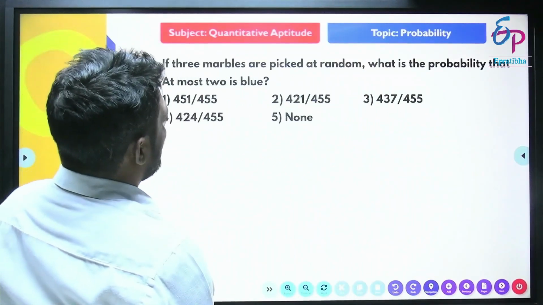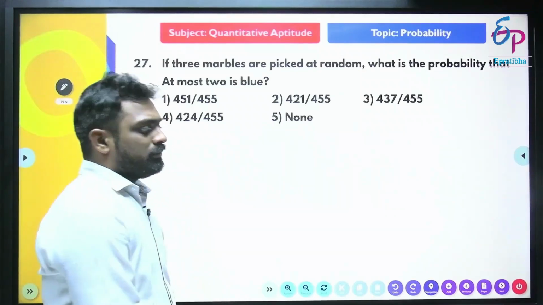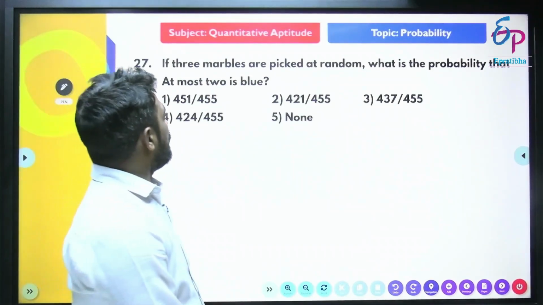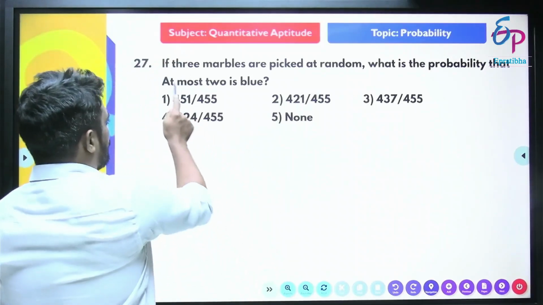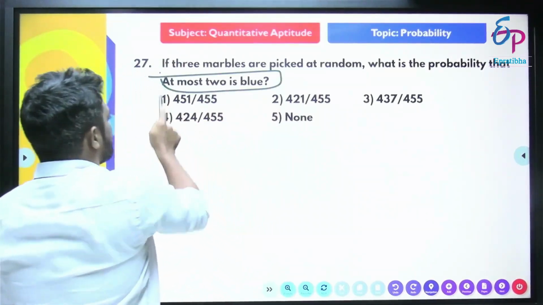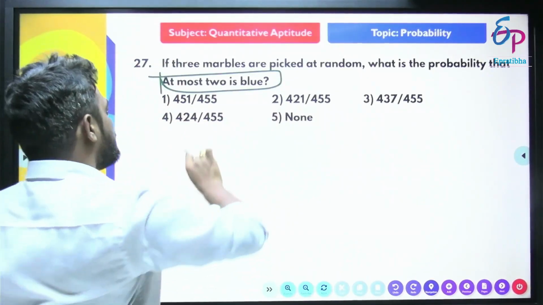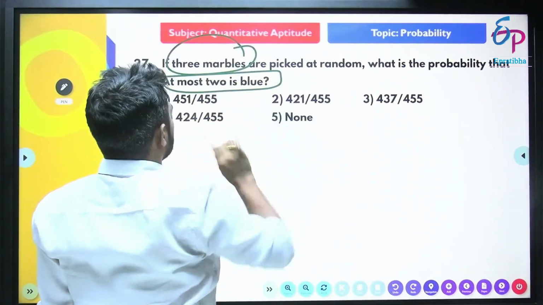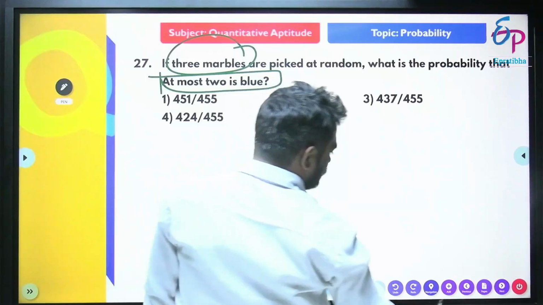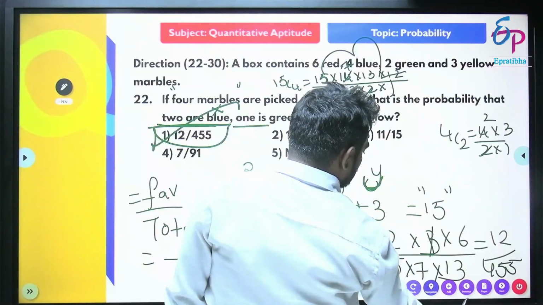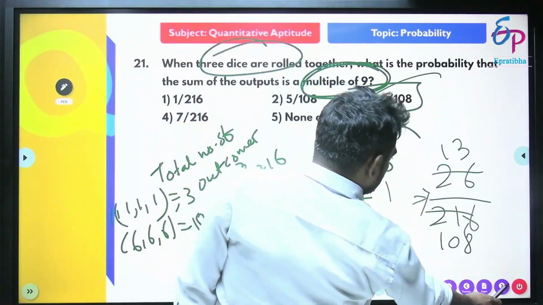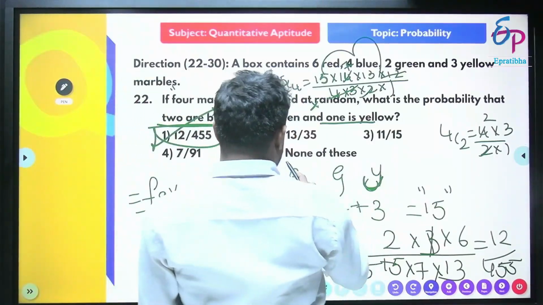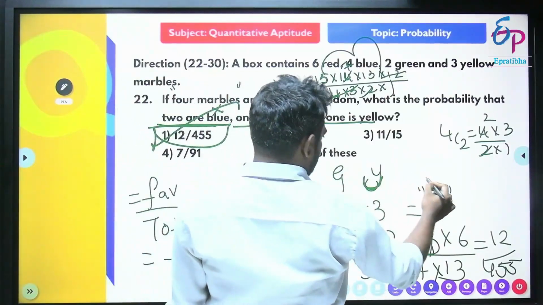Three marbles are picked at random. If three marbles are picked at random, what is the probability that at most two are blue? How many marbles are picked at random? Three. At most two are blue. How many marbles do we have? 15. How many blue marbles are there? 4.